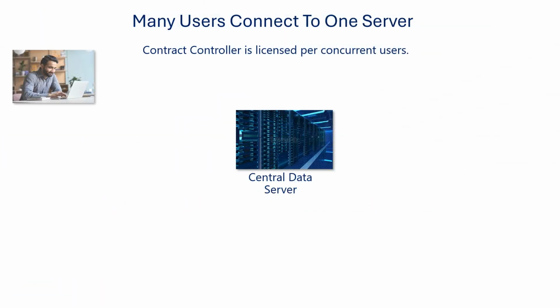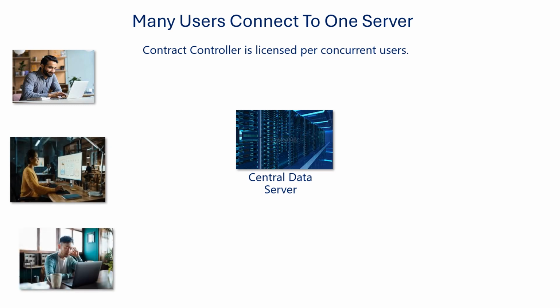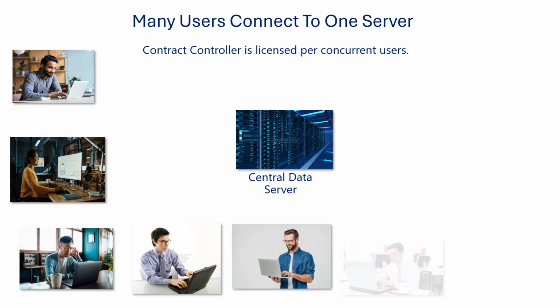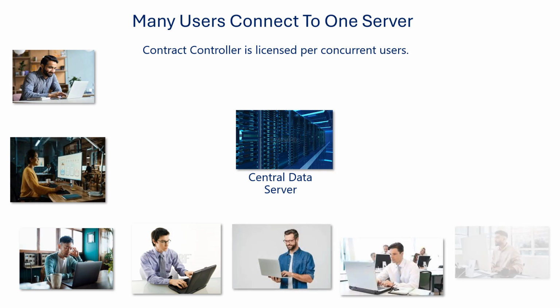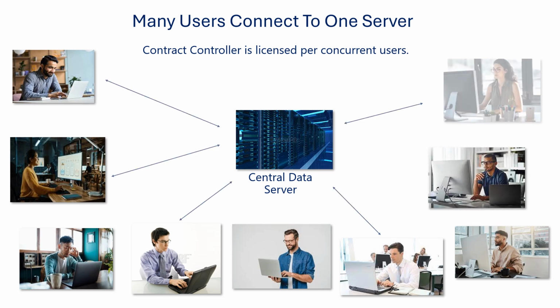Firstly, we will explain that Contract Controller is licensed per concurrent user. For example, if you had a 5-license system, the client access software may be installed on as many user PCs as required, but only the licensed number of users, in this case 5, could be connected at any one time.